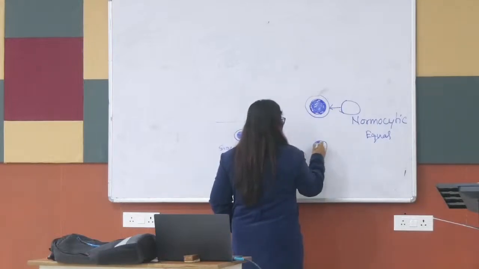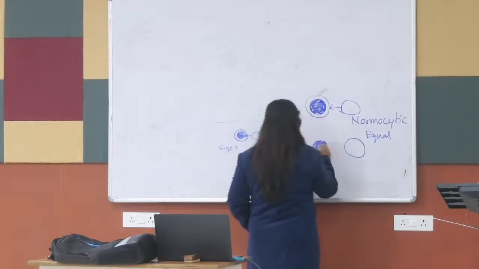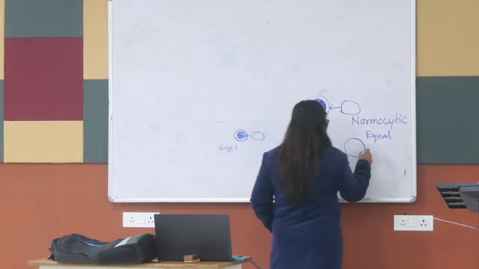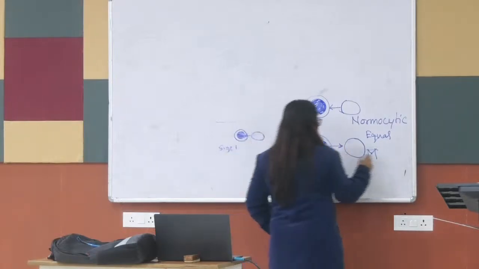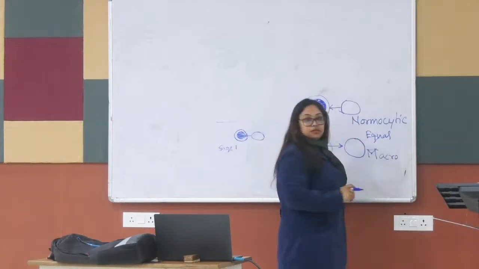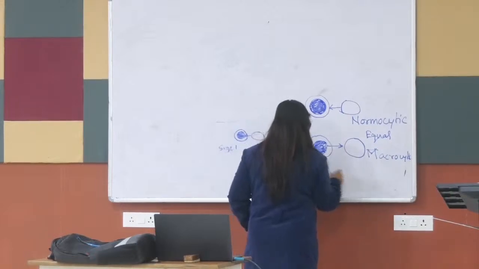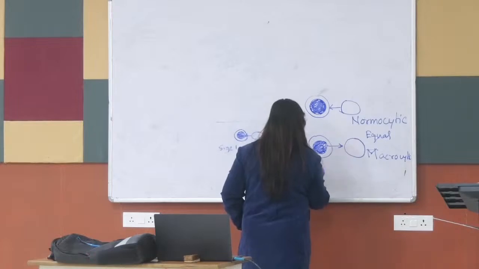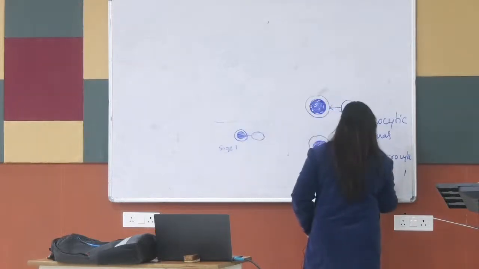When the RBC size is bigger than the size of the nucleus of a small lymphocyte, it is called macrocytic. Macro means big. And when the size of the RBC is smaller, it is called microcytic.